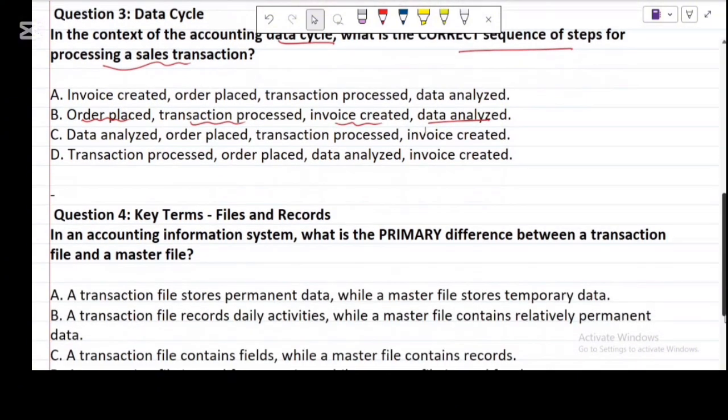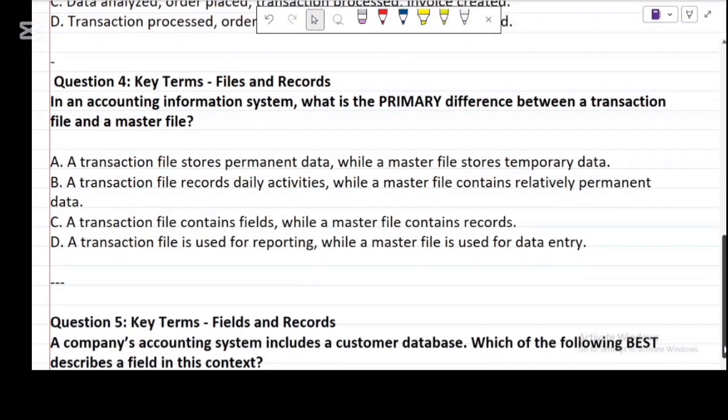Now let's look at MCQ number 4, and this MCQ is related to the key terms, that is files and records. In an accounting information system, what is the primary difference between the transaction file and master file? This is very important. We have discussed this in great detail, that a transaction file holds daily activities, while a master file contains relatively permanent data. So if you look at option B, the transaction file records daily activity, while the master file contains relatively permanent data. You may say standing data. So this is the correct option.